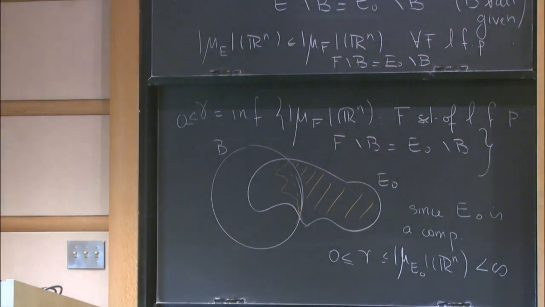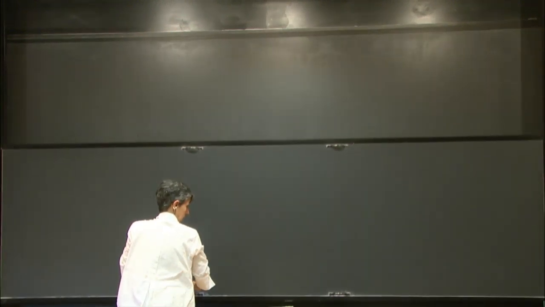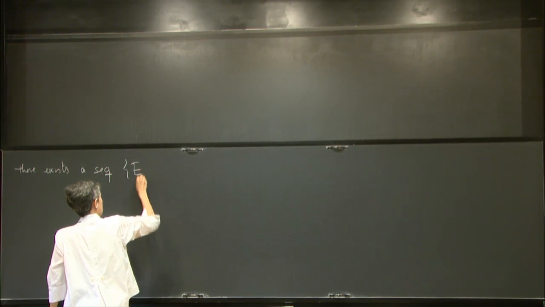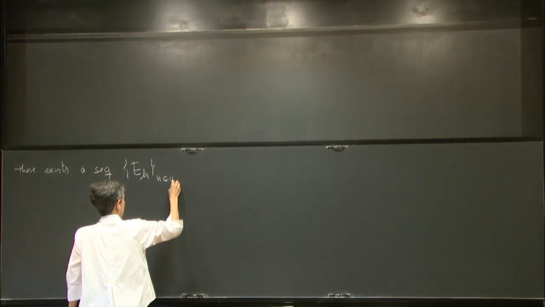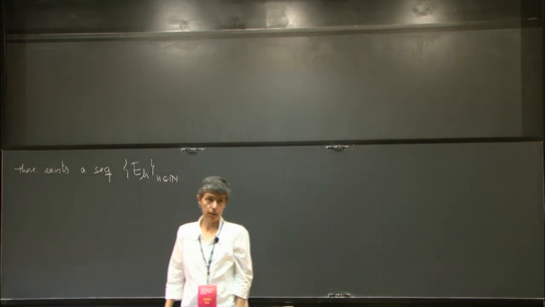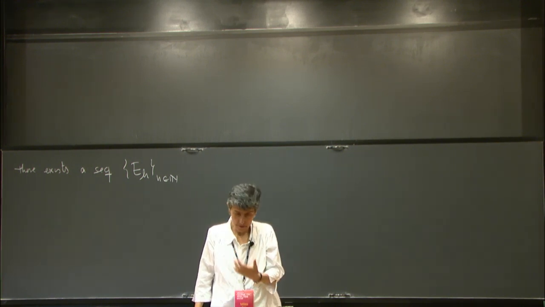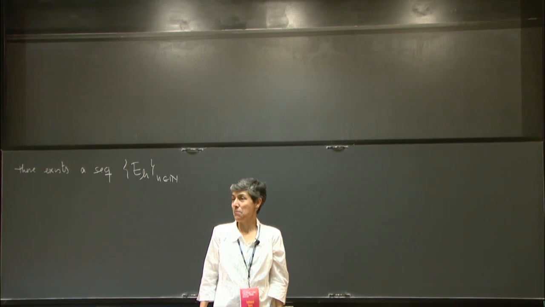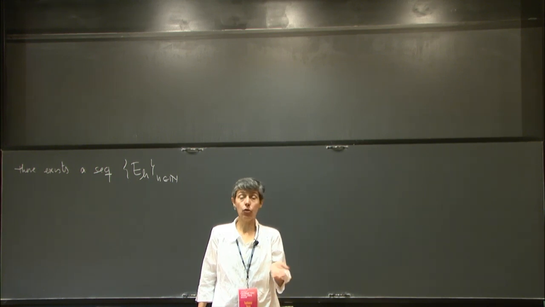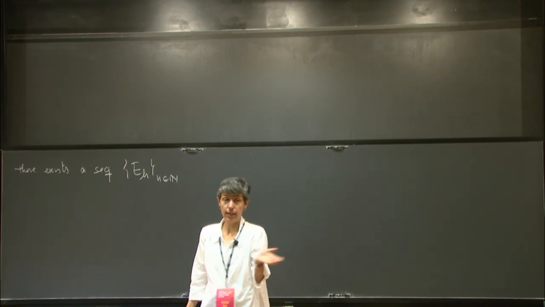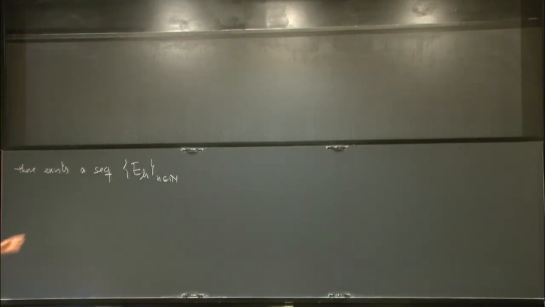Therefore, there exists a sequence E sub h, h in N. Why do I write h? Because Francesco Maggi writes h. h is the weirdest integer I have met, but it's practical because otherwise you write n, and n is the dimension, or you write k, and k tends to be a subsequence. So h is practical. You don't use it for anything. You just get rid of it in a second. But there we go. So there exists.